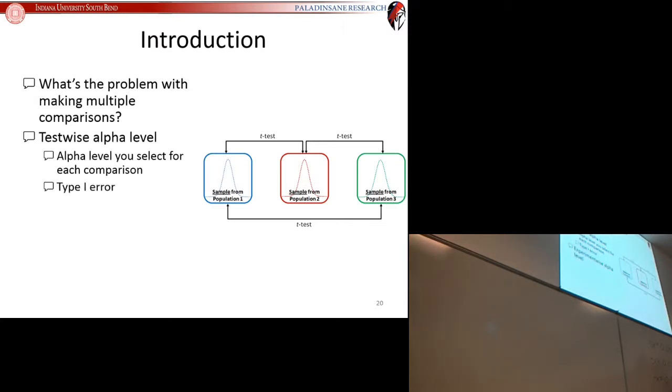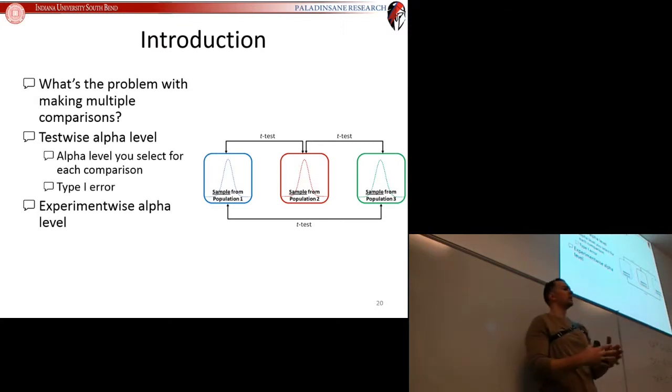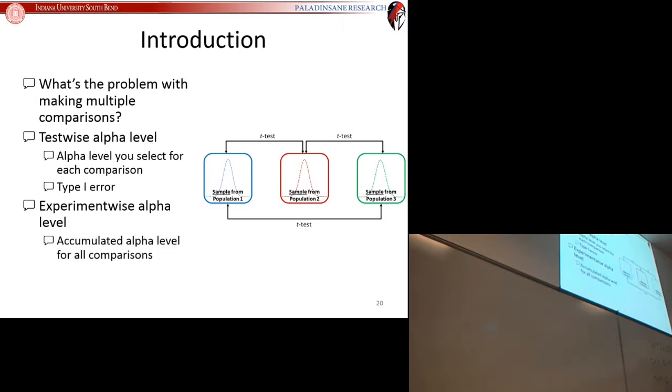So that type 1 error is what it's called. It's the probability of saying that there's an effect when there actually isn't any effect. And your test-wise alpha level is the alpha level for each comparison. Your experiment-wise alpha level is the accumulated alpha level, the ballooned alpha level, if you will, for all your comparisons.